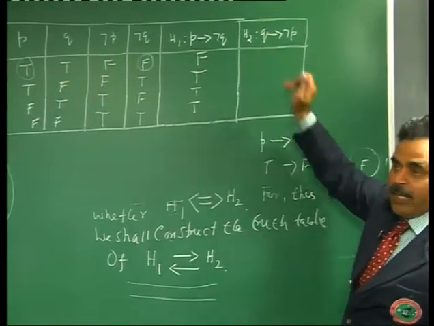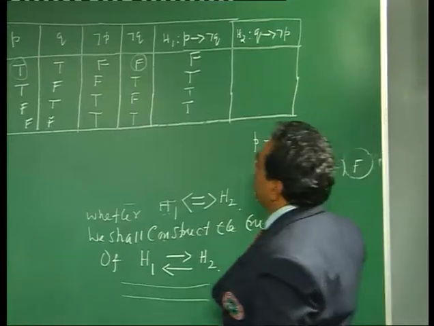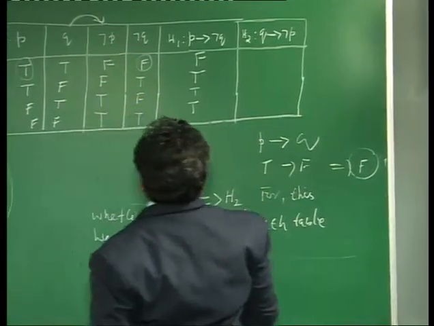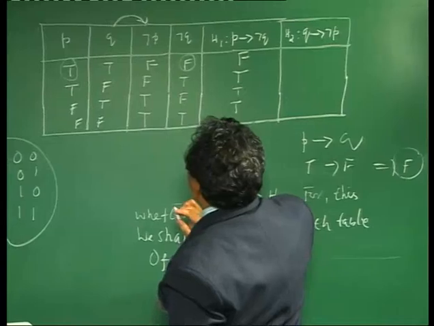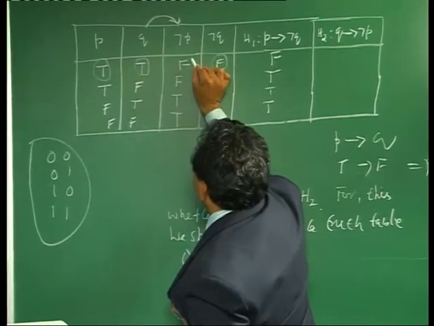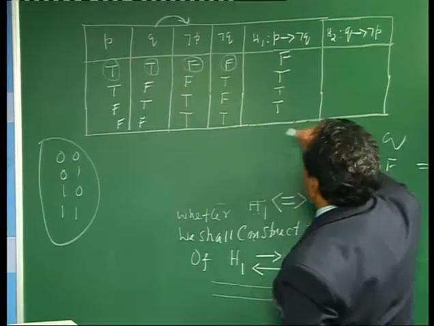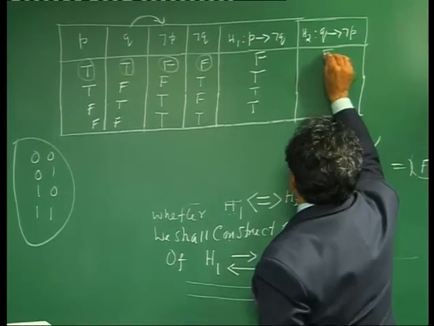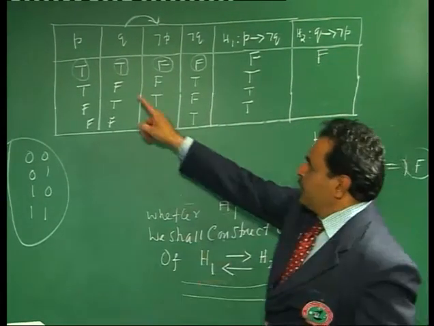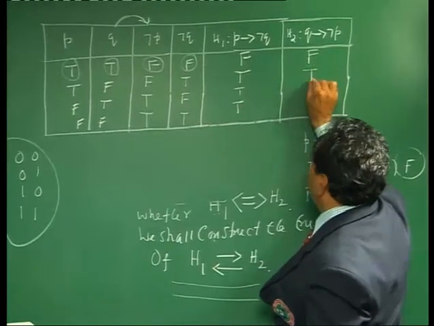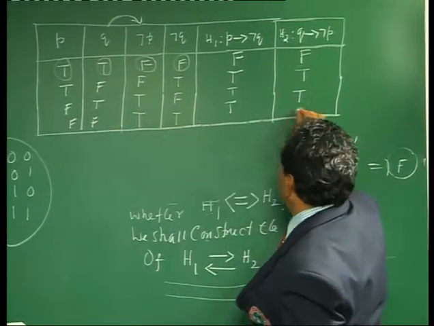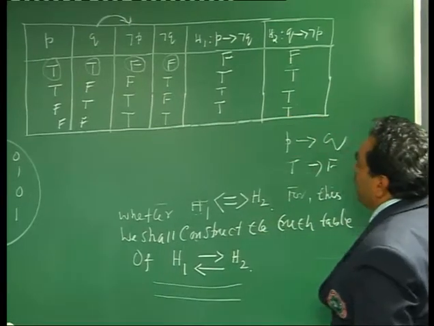Similarly, for Q implying negation P, where do I find it? You see, here also Q is true, but negation P is false. So, I will have the symbol F here. Now, what about the rest? F F will be T. T T will be T. F T will be T.